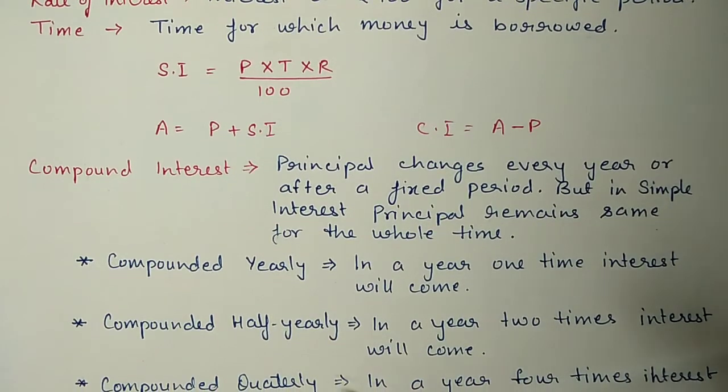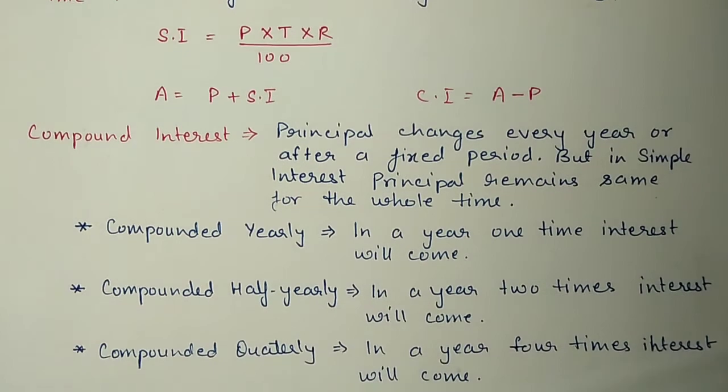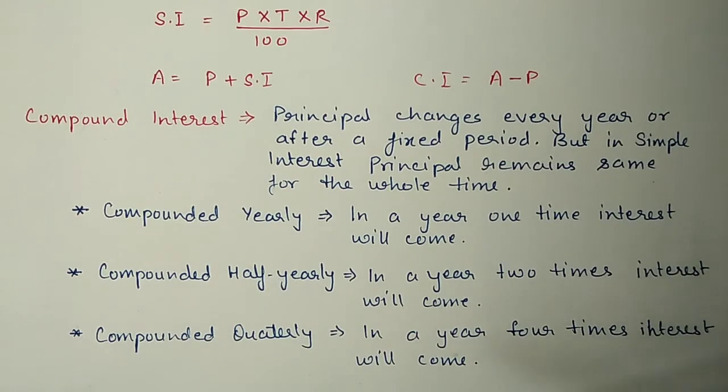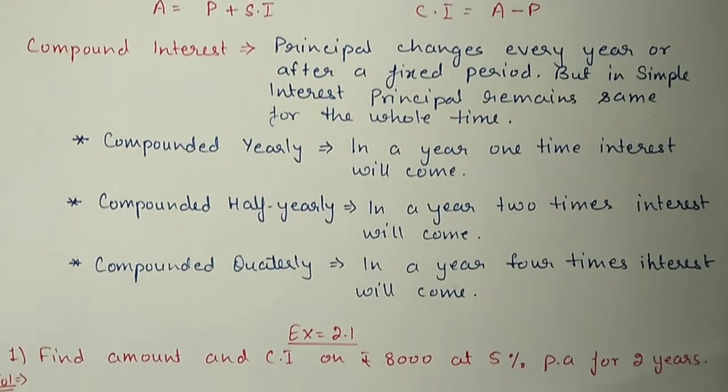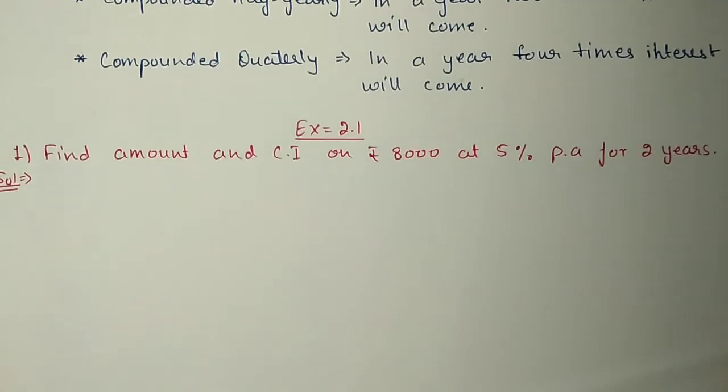Next you will learn about compounded yearly, compounded half yearly or compounded quarterly. Yearly means in a year we get interest one time only. Half yearly means after half a year, after 6 months, we will get interest, then again after the next 6 months. It means in a year we get interest 2 times. And quarterly means in a year 4 times, after every 3 months we will get interest. Now we will start problems based on this.